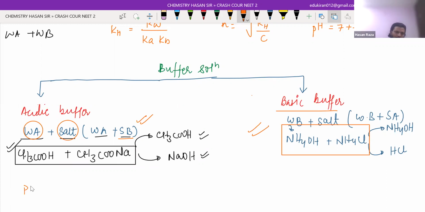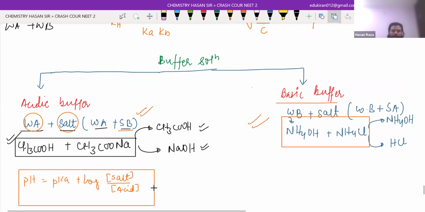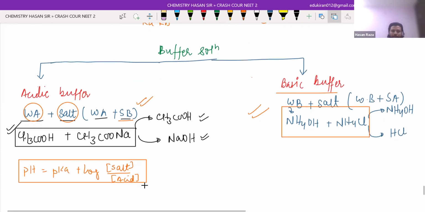So for acidic buffer, pH will be equal to pKa plus log of the concentration of salt upon the concentration of acid. So this is basically your Henderson equation. This equation is known as Henderson equation, as it is given by Henderson to calculate the pH of buffer solution. This is your Henderson equation.